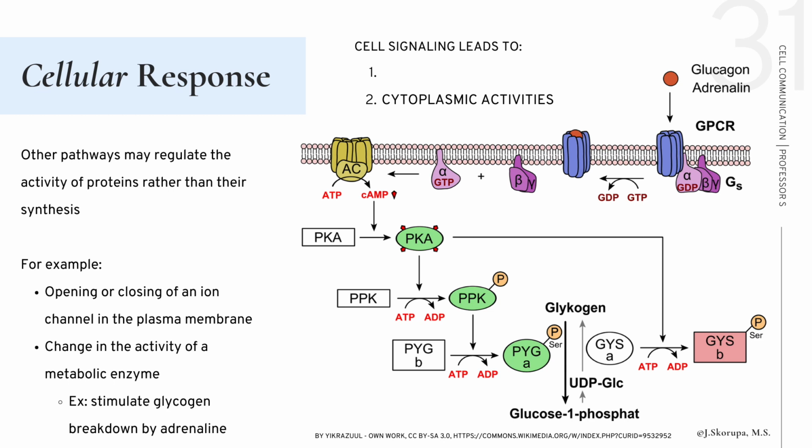Other pathways may regulate the activity of proteins rather than their synthesis. For example, opening or closing of an ion channel in the plasma membrane, or change in the activity of a metabolic enzyme. For example, the stimulation of glycogen breakdown by adrenaline for fast energy during times of stress.